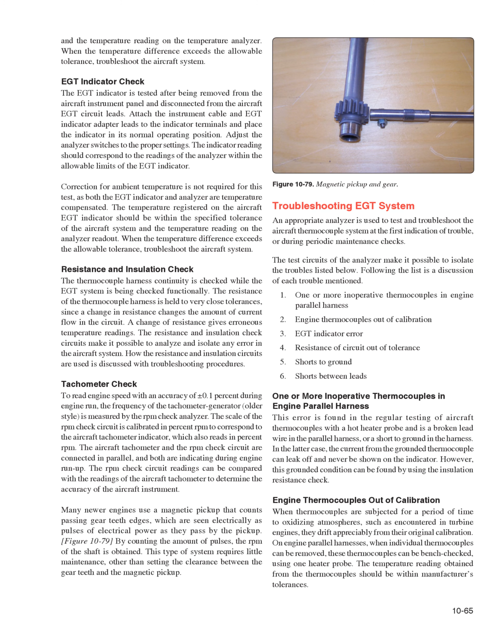EGT indicator check. The EGT indicator is tested after being removed from the aircraft instrument panel and disconnected from the aircraft EGT circuit leads. Attach the instrument cable and EGT indicator adapter leads to the indicator terminals and place the indicator in its normal operating position. Adjust the analyzer switches to the proper settings. The indicator reading should correspond to the readings of the analyzer within the allowable limits of the EGT indicator.